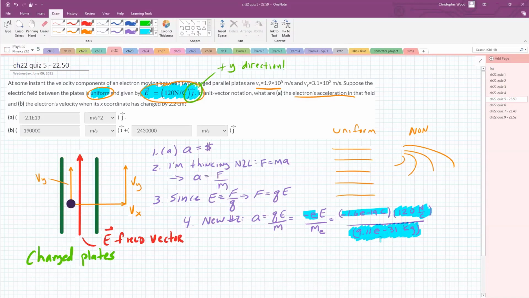Okay, let's get a number. This is the answer to part A if all goes well. Negative 1.6 E minus 19 times 120 divided by 9.11 E minus 31. Okay. Let's put that in memory location A.